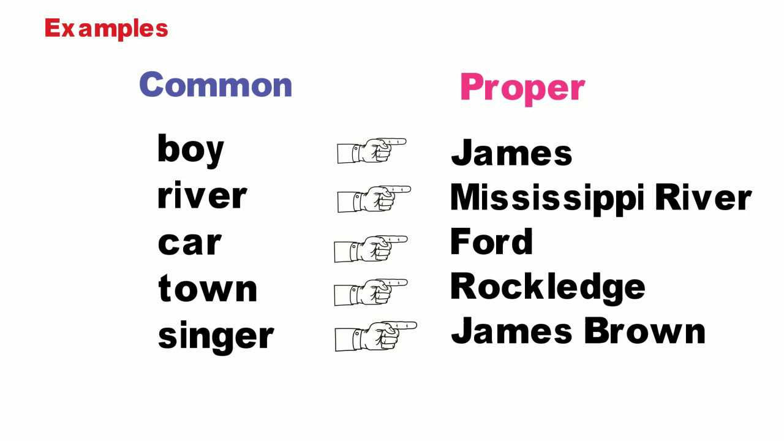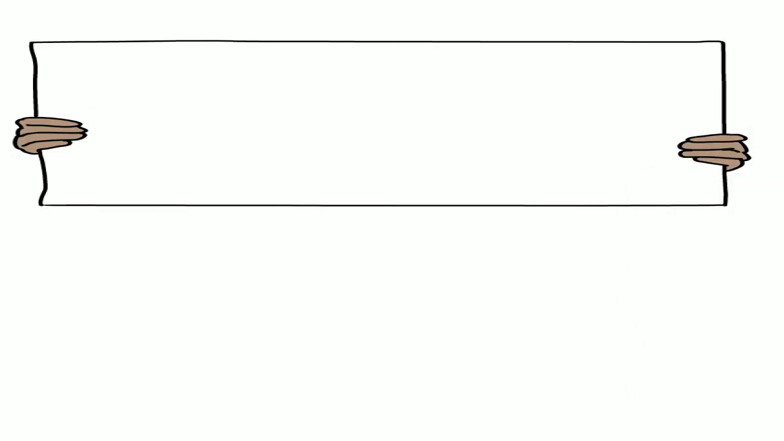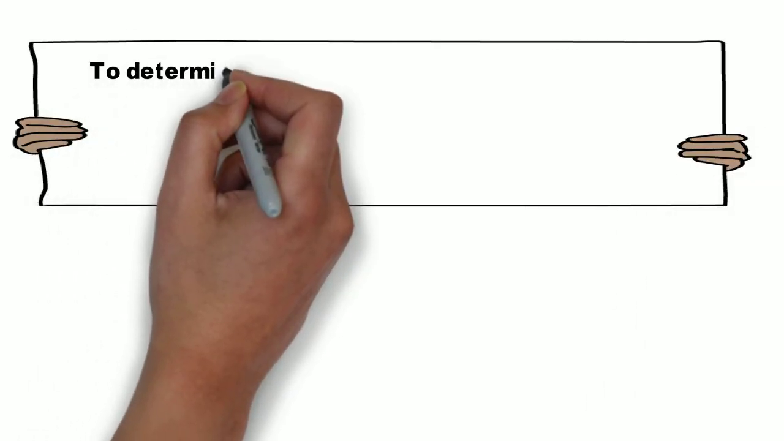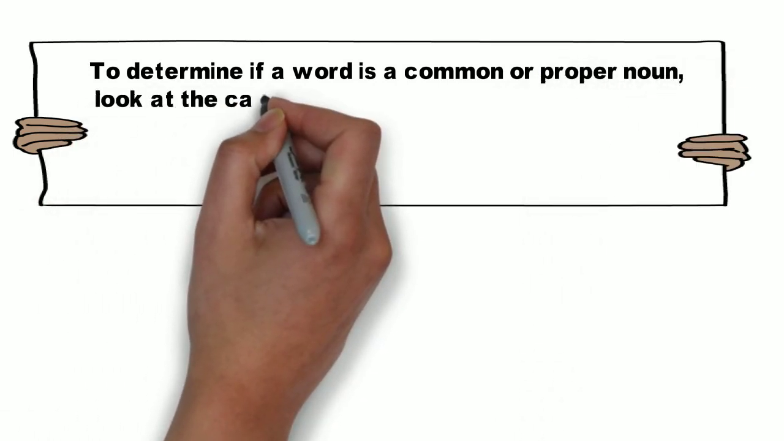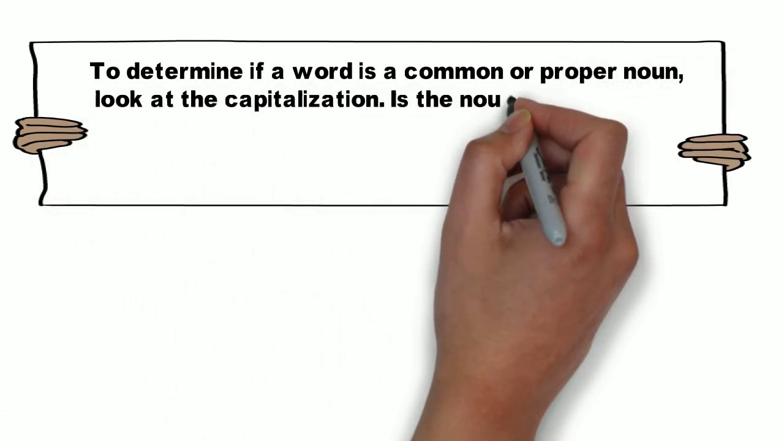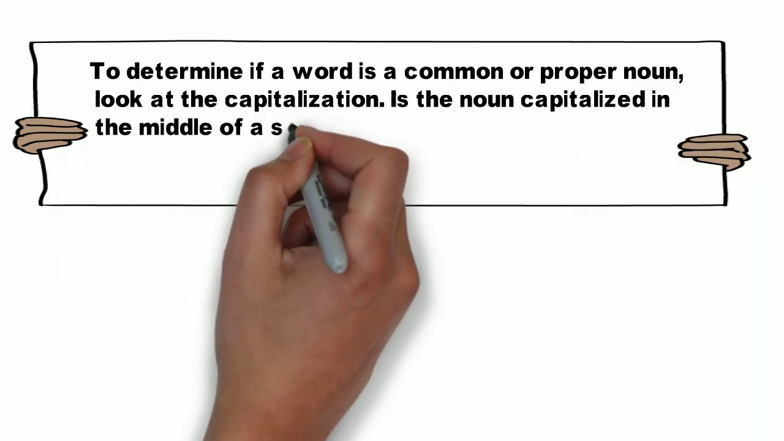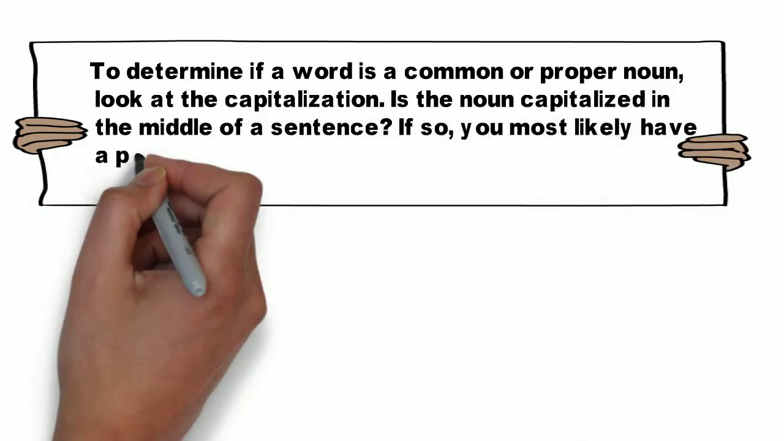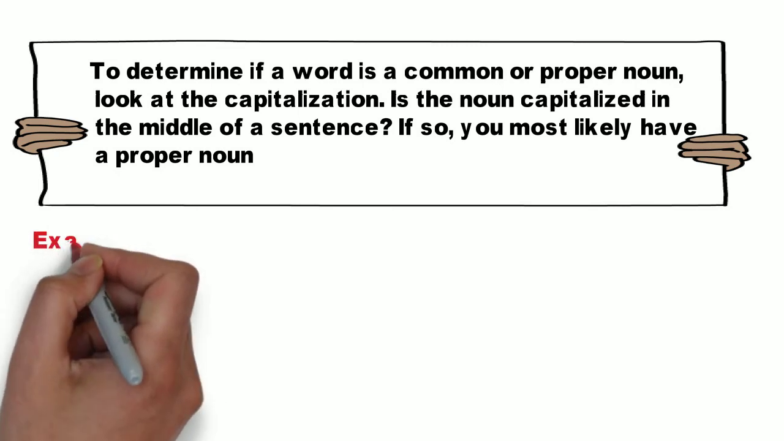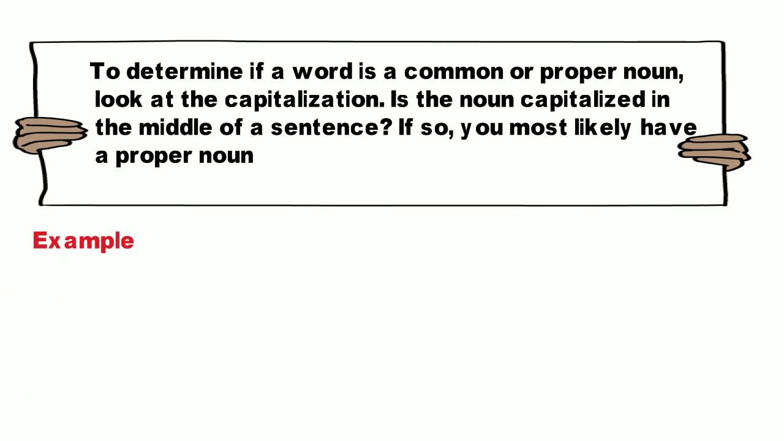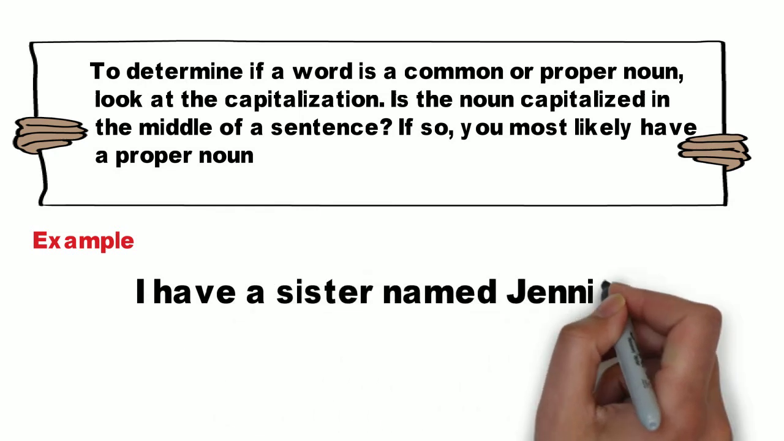Here are some tips so you can differentiate between a proper noun and a common noun. To determine if a word is a common or a proper noun, look at the capitalization. Is the noun capitalized in the middle of the sentence? If so, you're most likely to have a proper noun. Let's see this example. I have a sister named Jennifer.